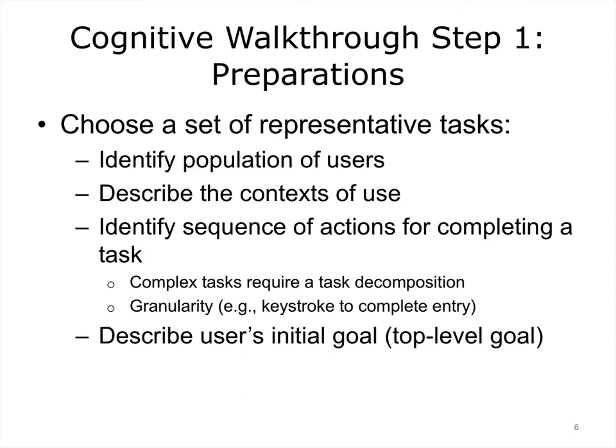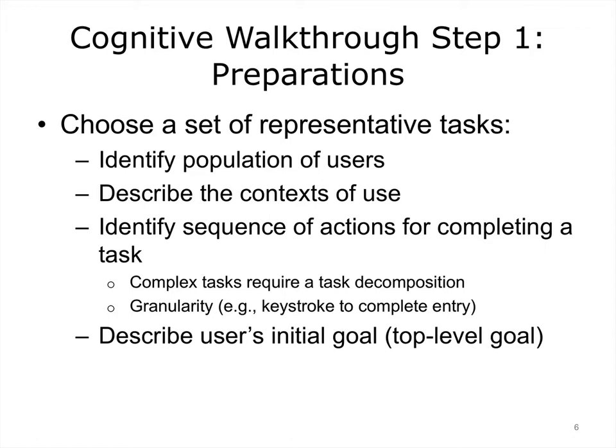There are three essential steps to performing a cognitive walkthrough. There are a number of decisions to be made prior to undertaking the analysis. This begins by identifying the inputs to the cognitive walkthrough, beginning with a selection of representative tasks. The cognitive walkthrough is a relatively time-consuming process, and it's important to judiciously select representative tasks of interest.